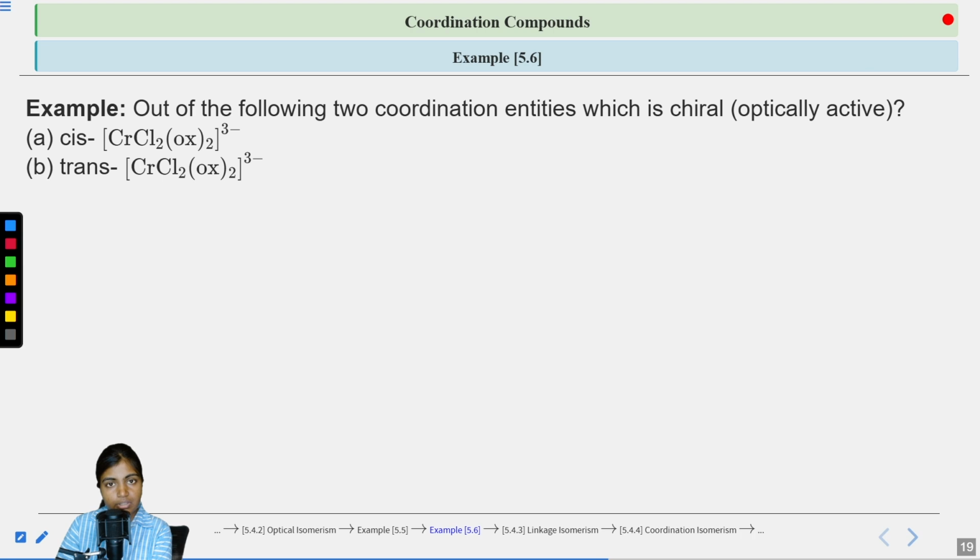Let's solve another example, 5.6, which is: out of the following two coordination entities, which is chiral or optically active, that you have to tell. We have been given two complexes here. First is cis-[Cr(Cl)2(ox)2]3-, and B is trans-[Cr(Cl)2(ox)2]3-. So you have to select from these two coordination entities the one which is chiral or optically active. You are given some time, try to solve this, and then we will see the answer for this example.